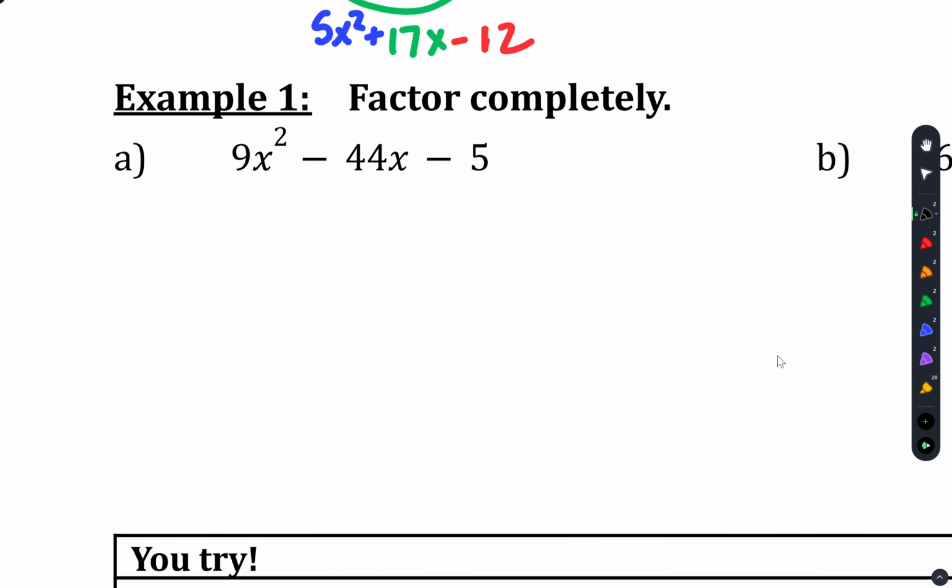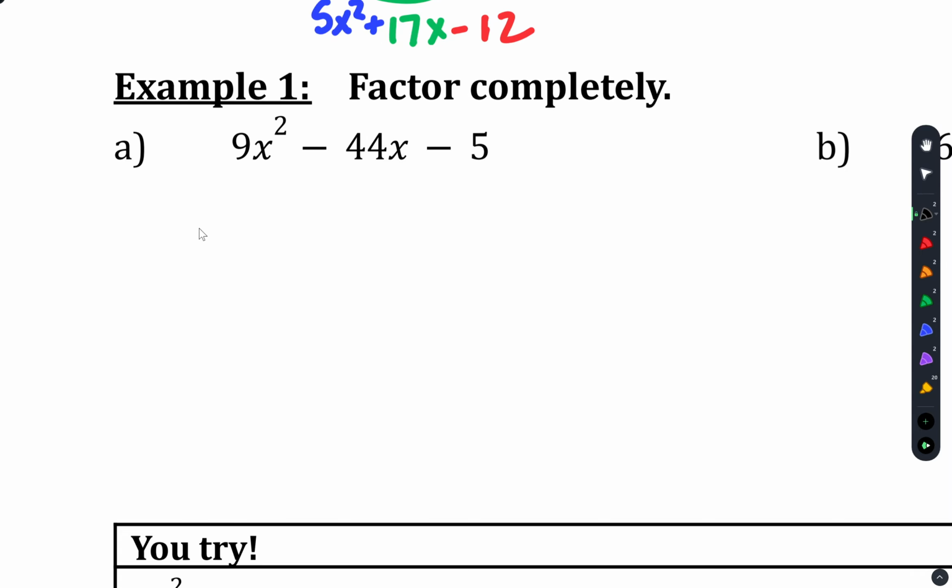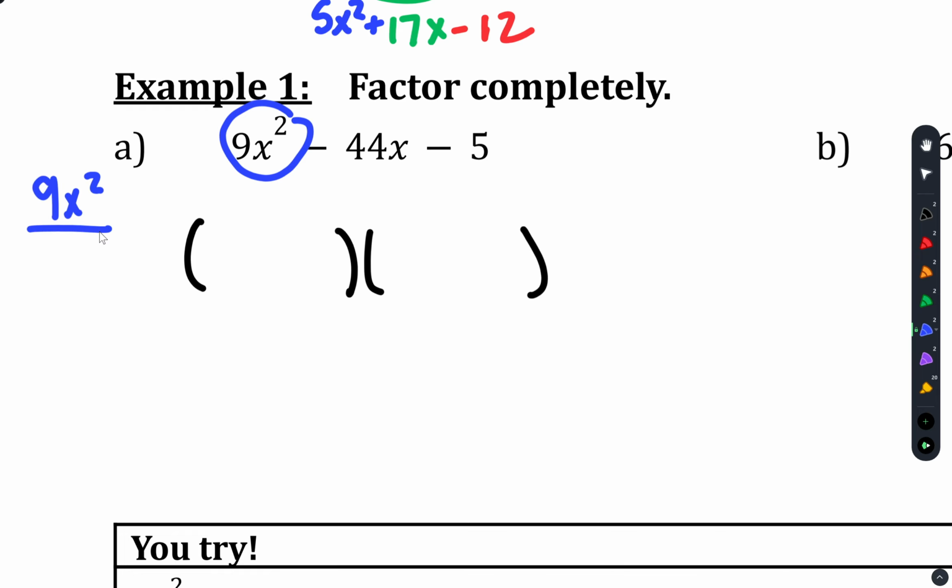is in example 1. Do I have a GCF first of all? No. So I'm going to start with my bubbles. You're copying along. We're taking good notes. What are factors of 9x squared? 9x and x. Are those the only factors of 9x squared? What else can we multiply together to get 9x squared, James?